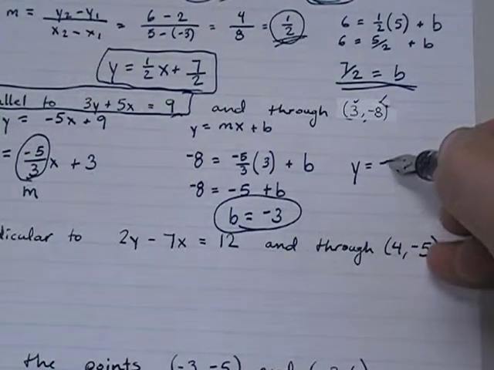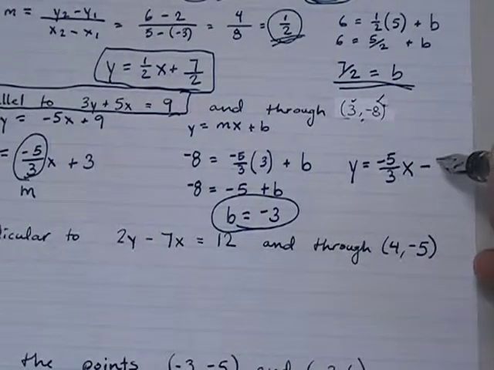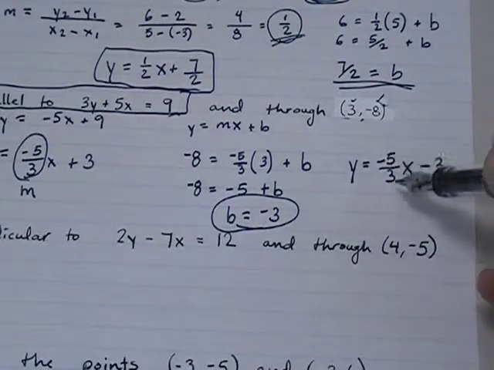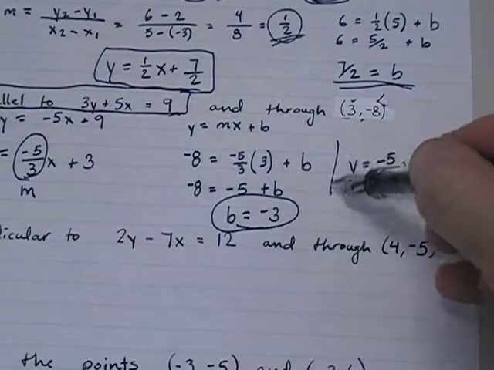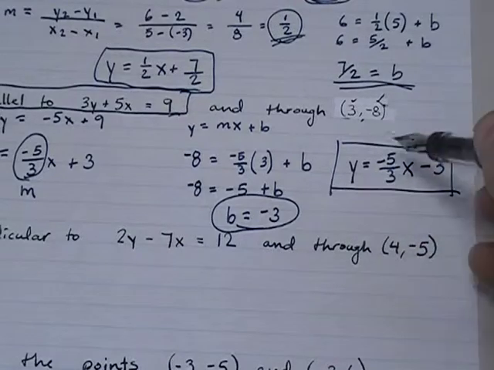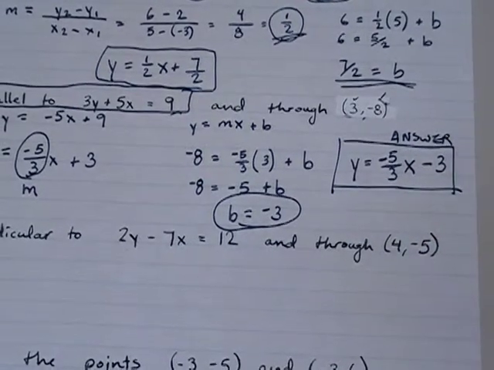Y equals -5/3 x minus 3. So there's m and there's b. Okay? That is my answer.